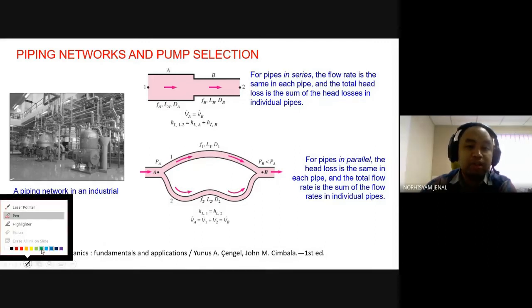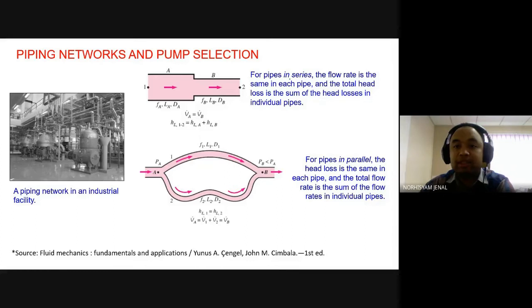Number one is called series, which is two pipes connected together. So pipe A and pipe B are connected together, and then the flow rate is the same in each pipe, meaning the volume flow rate Q at point A should be equal to Q at point B. So here QA should be equal to QB. The difference here is in terms of area and velocity. Because of different area, you will have different velocity as well.